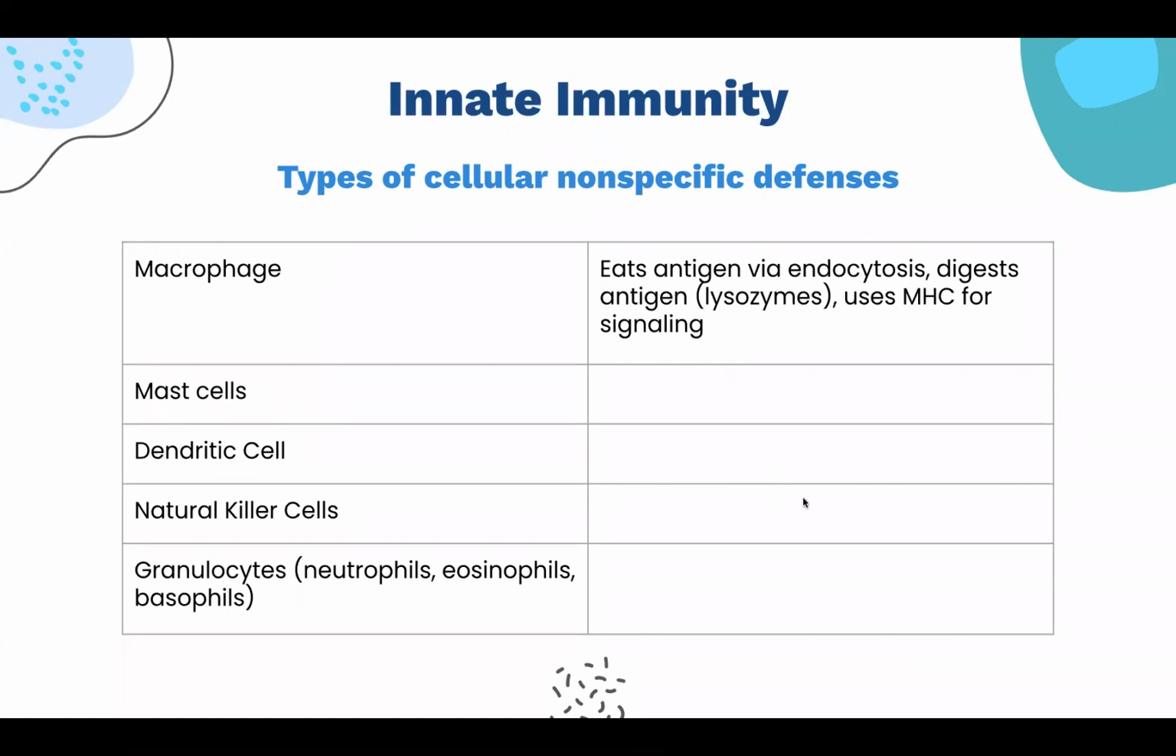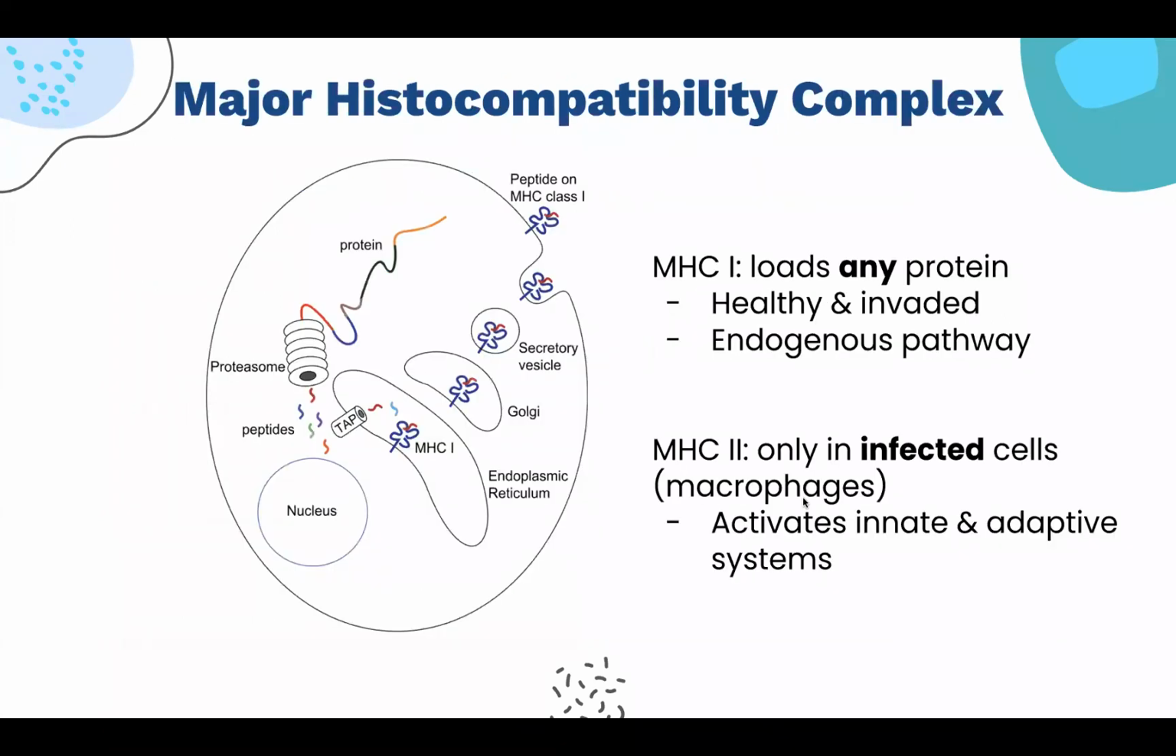All right, so what are MHC proteins? MHC stands for major histocompatibility complex, which are proteins found in all cells. Their job is to tell the immune system if the cell is healthy or if it's invaded or abnormal. There are two types of MHC proteins that you need to know. The first is MHC1, which is found in all cells, healthy or not. MHC1 follows an endogenous pathway, meaning that it takes proteins inside the cell and brings them to the surface.